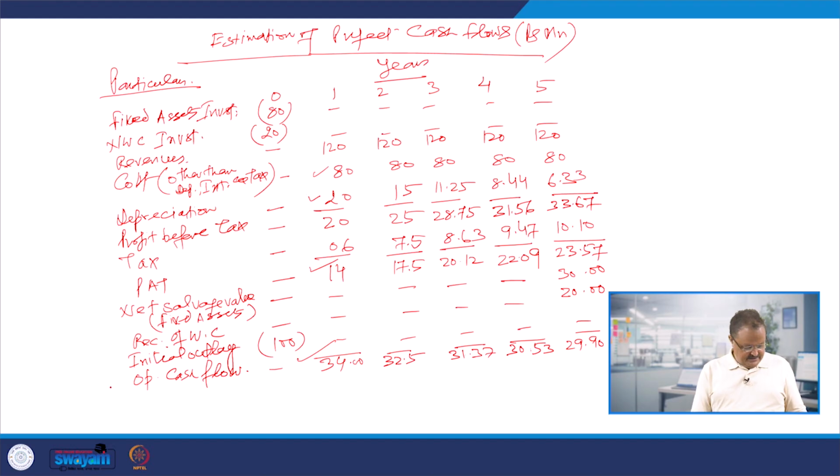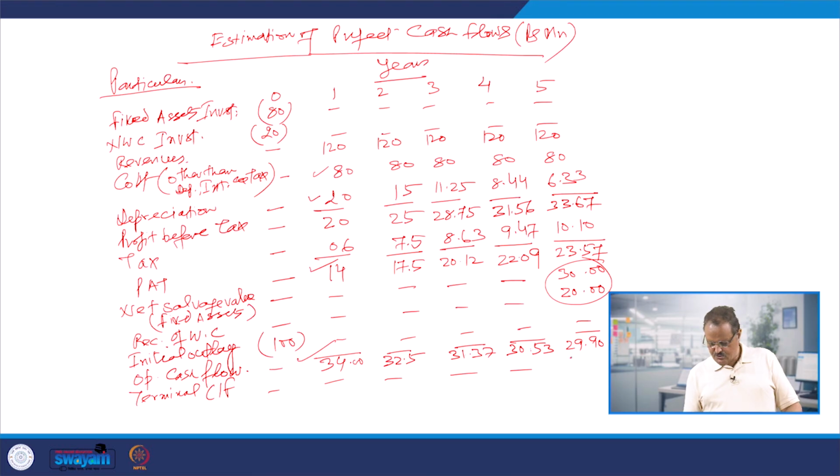And then we have to take the terminal cash flow, right? Terminal cash flow is going to be how much? It is going to be 50, because the terminal value is going to be 50 here. So we have taken this value. Terminal cash flow is 50 here.